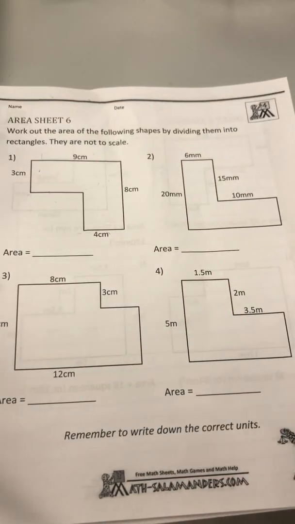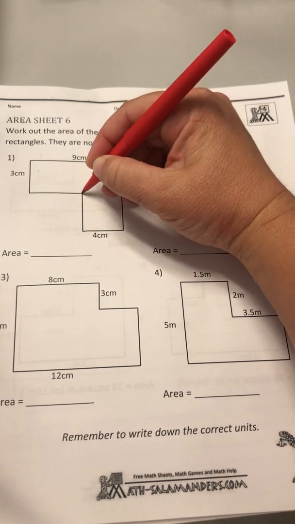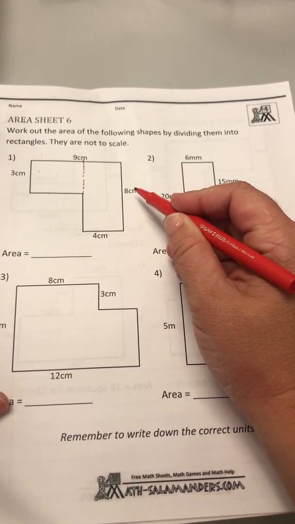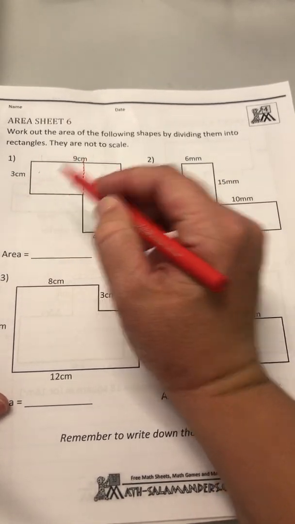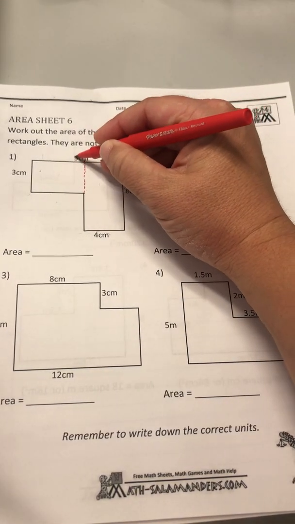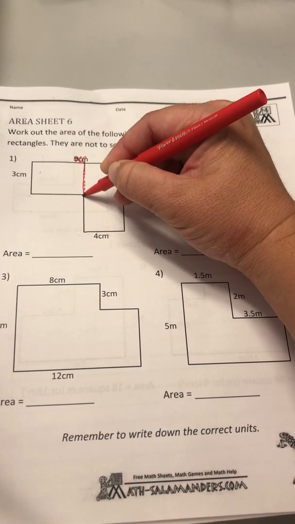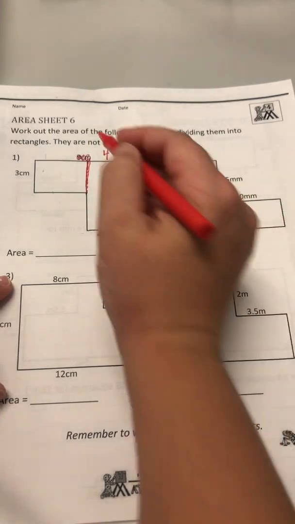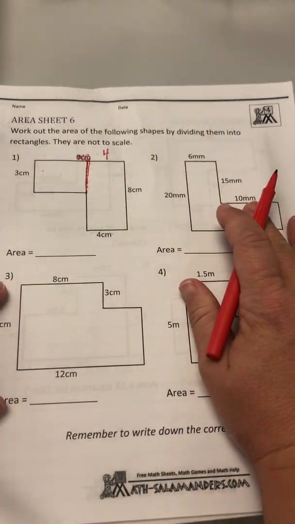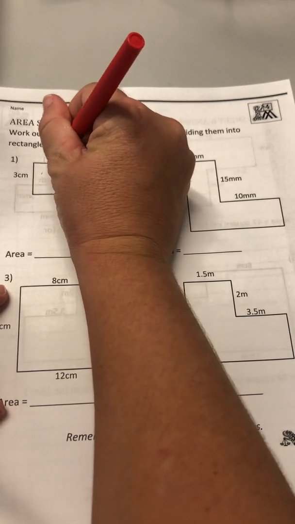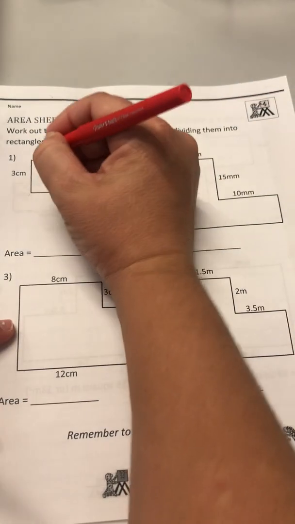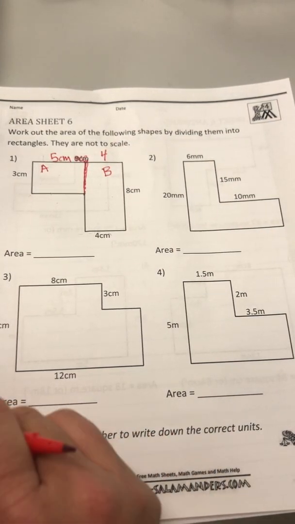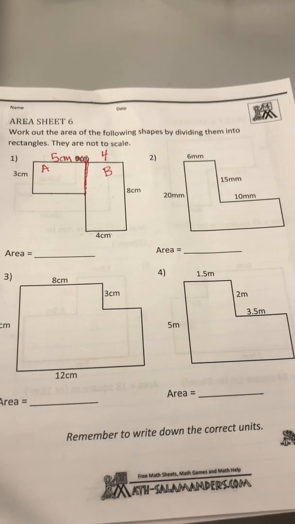So what I'm going to do is, since we know the total right here, I'm going to separate it like this. Okay, so now we have a 4 by 8, and then we have a 3 by blank. We've got to figure it out, because it's not 9 now. It's not 9 because we split it right here. But to figure out how much it is, we know that this is a 4. 9 and 4, what's left over? 5. So this is a 3 by 5 centimeter piece. So this would be A, this would be B.